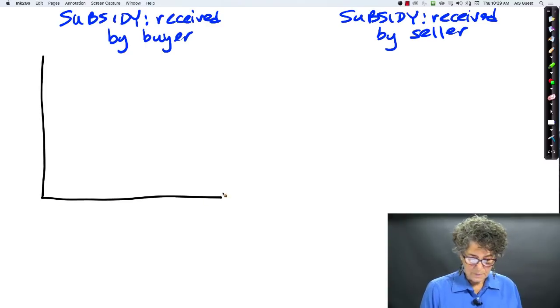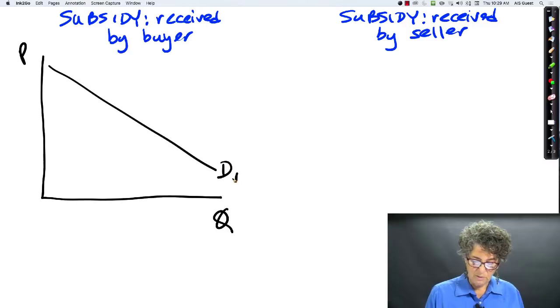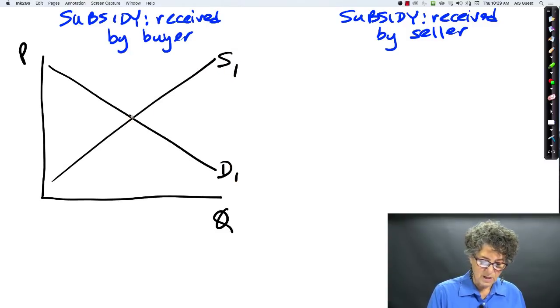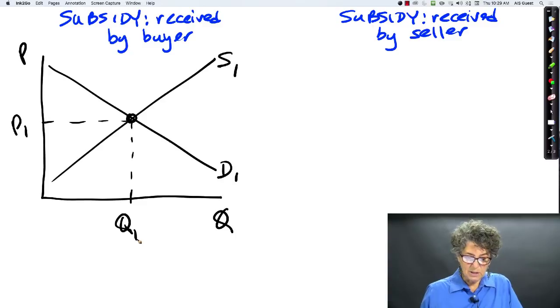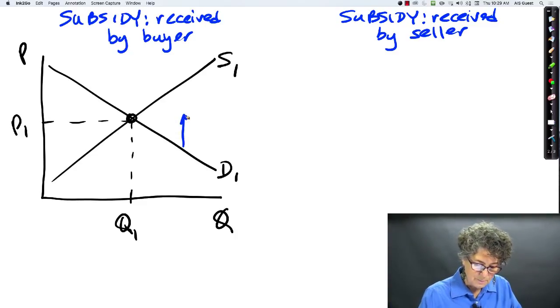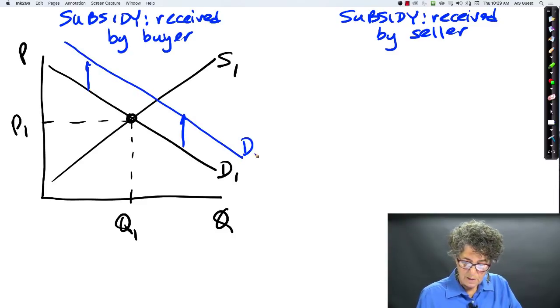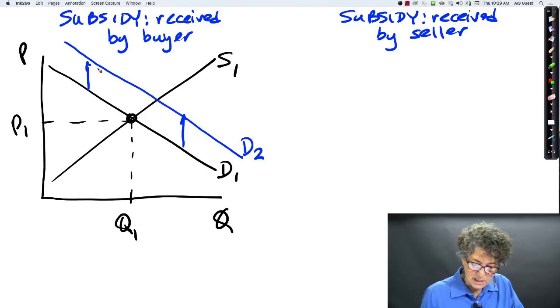On the left, I'm going to put, again, price on the vertical, quantity on the horizontal, start with my downward sloping demand curve, D1, upward sloping supply curve, S1, initial equilibrium price, P1, initial equilibrium quantity, Q1. The subsidy that's received by the buyer is impacting the buyer's willingness and ability to pay. The buyer is willing to pay a higher price to the seller because they're going to receive a subsidy from the government. And so the distance here between the two demand curves would be equal to the subsidy.